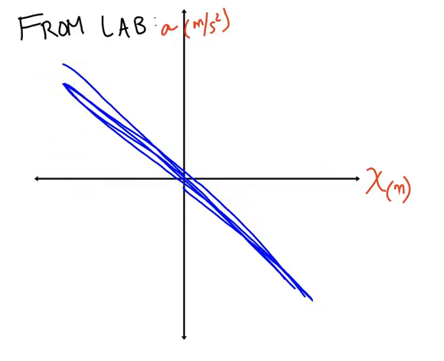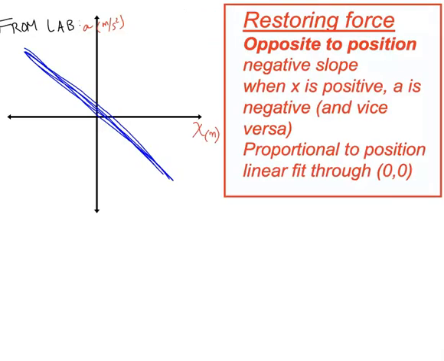And this relates directly back to that really fundamental one we definitely want, about force. So you know F equals ma. That means that if I'm looking at acceleration, that relates directly to that net force. So a restoring force on any simple harmonic oscillator is opposite to the position, or to the displacement. And so that means it has a negative slope. So when x is positive, a is negative. And the opposite is true as well.